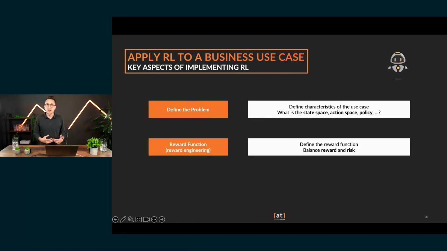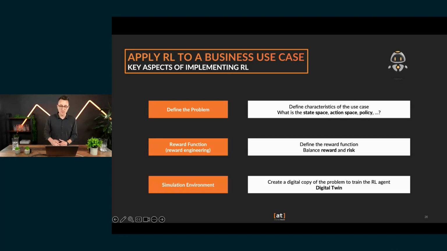The next part is then finding a suitable reward function for your problem. And that often also involves some sort of reward engineering. So we need to find a suitable reward function which balances reward, that means the thing it's trying to optimize, so like the positive aspects, whilst minimizing and controlling for different risks or costs in your problem. And finally, as I've already said, you should also create a simulated environment, which means you create a digital copy of the problem to train your reinforcement learning agent, which is generally called a digital twin. And many of you might actually have that available already.